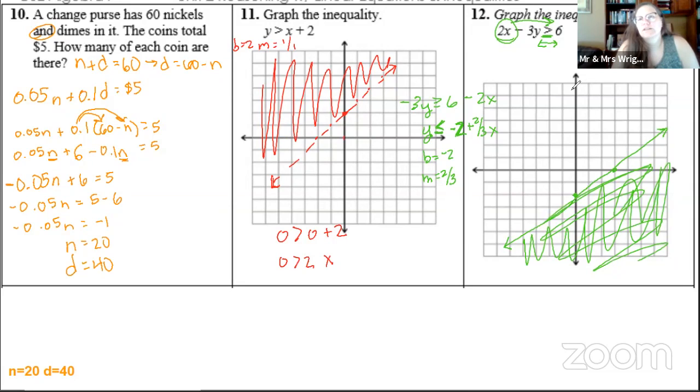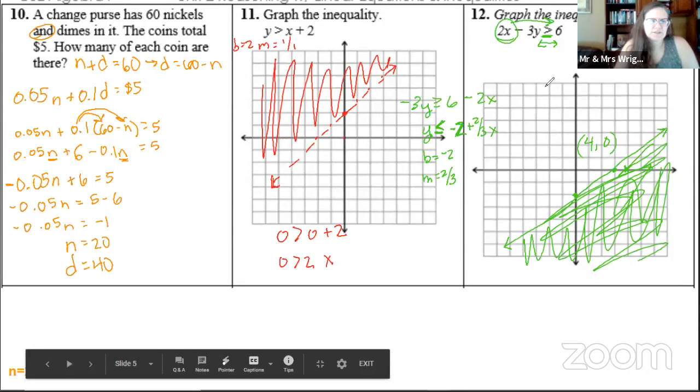And I want to verify this. So this time I'm going to pick something in the shaded region to verify. Let's see, 1, 2, 3. Let's do this one. That is 4, 0. That's the point 4, 0. So let's plug this in to our original equation right here. So we've got 2 times 4 minus 3 times 0 is greater than or equal to 6. 2 times 4 is 8, minus 0 is greater than or equal to 6. Is 8 greater than or equal to 6? It is. It's true. And so that verifies that we got this correct.